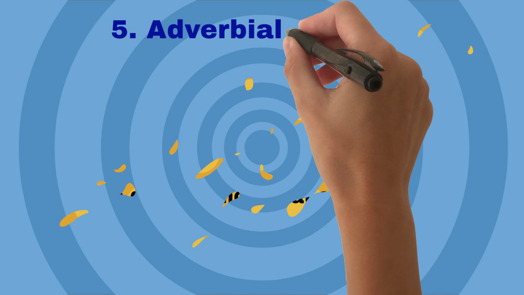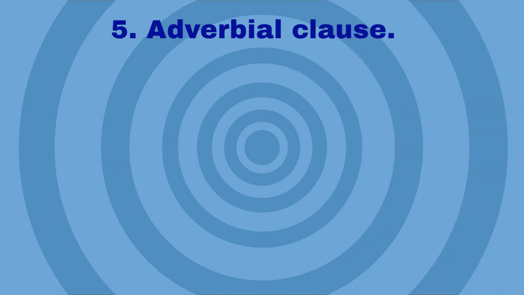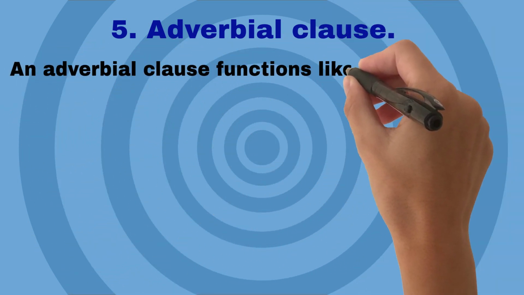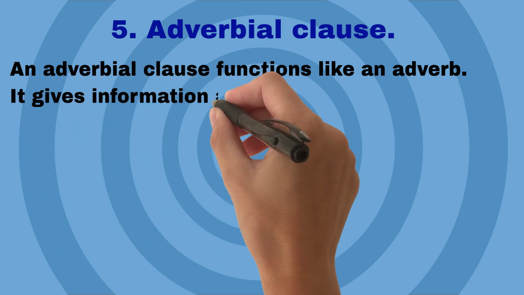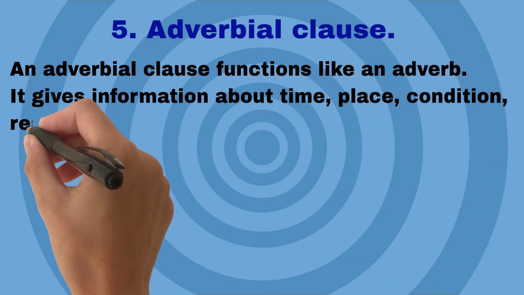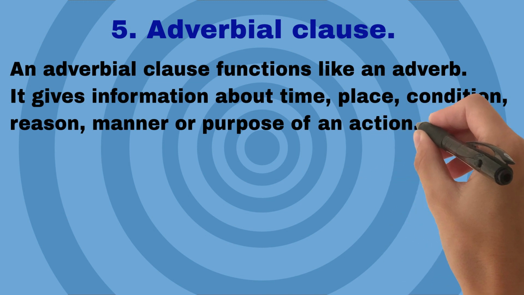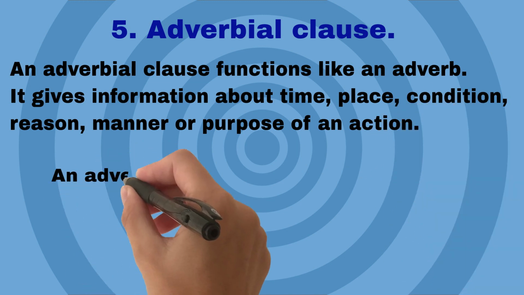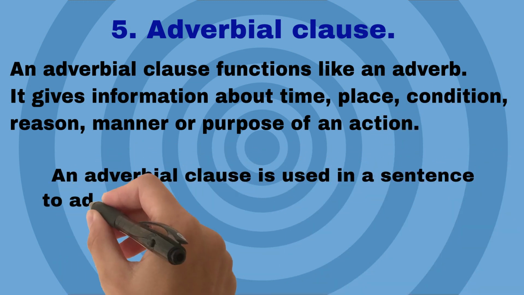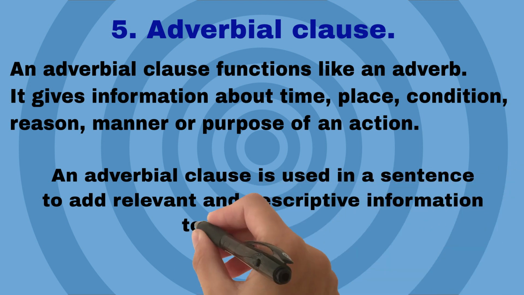Next is adverbial clause. An adverbial clause functions like an adverb. It gives information about time, place, condition, reason, manner or purpose of an action. An adverbial clause is used in a sentence to add relevant and descriptive information to your content.